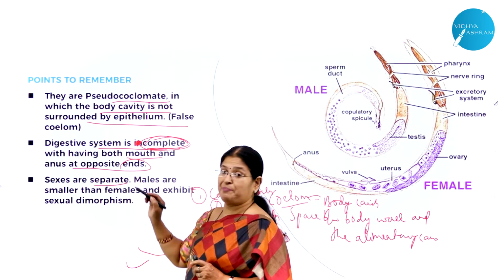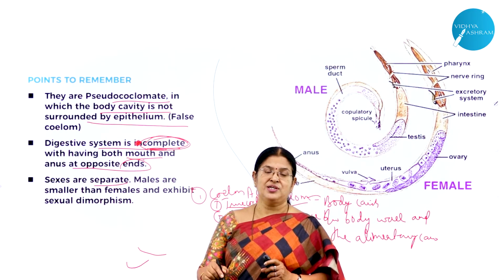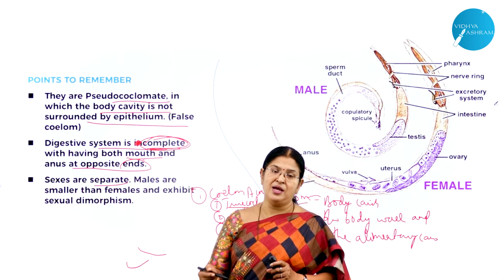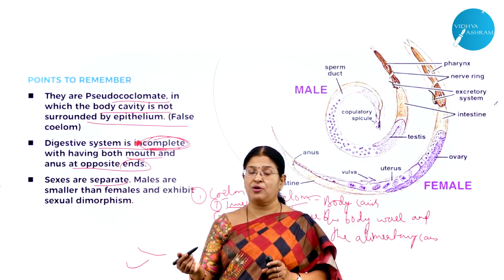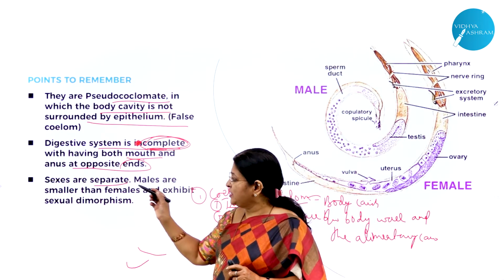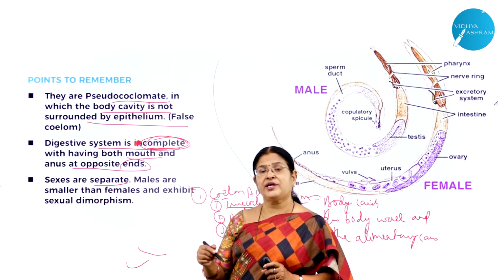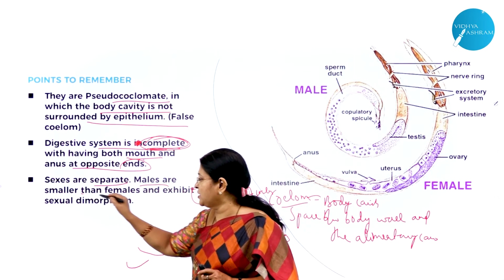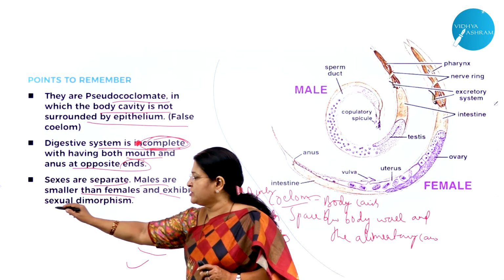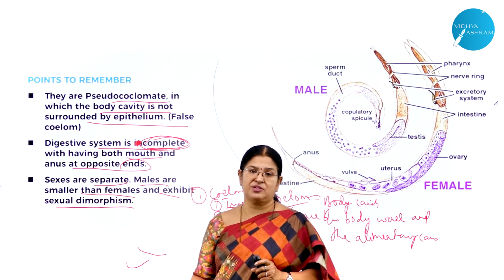Then sexes are separate here. There, in Platyhelminths, they are bisexual, having both the male and the female reproductive structures in the same animal. Self-fertilization was quite common in Planaria. But here sexes are separate. What do you mean by sexes are separate? They are dimorphic. You can easily distinguish the male from the female. So males are smaller than the females and exhibit sexual dimorphism. So how do we differentiate the male Ascaris from the female?